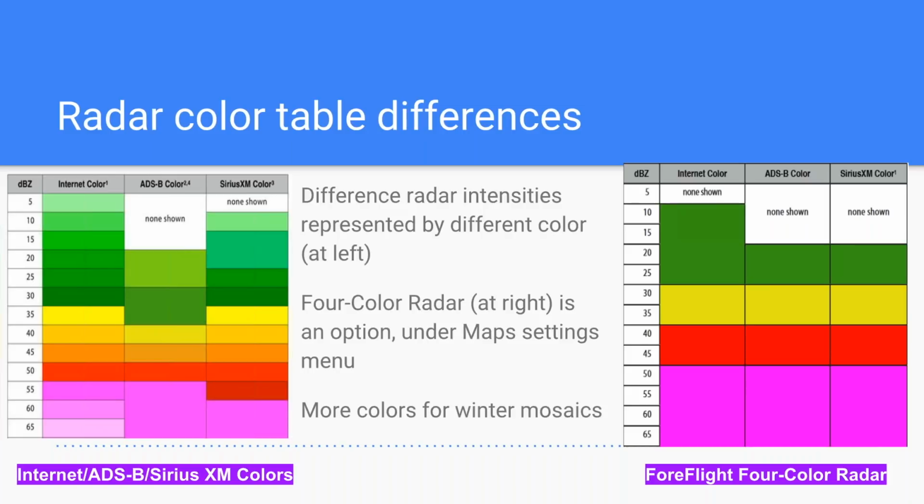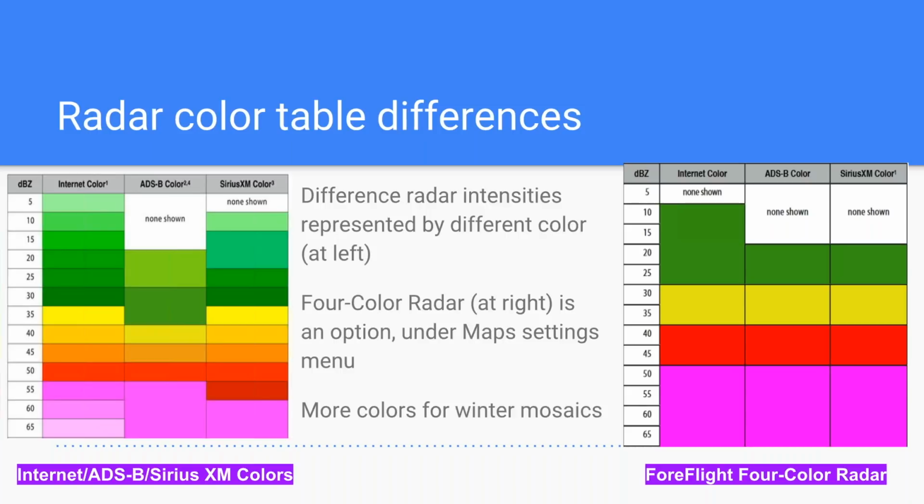So make sure that you understand what product you're looking at and the differences between radar intensities and what colors those mean. Now, more recently, you can, in apps like ForeFlight, get a 4-color radar. But if you compare the color table at the right to that of the left, you might find that intense storms, 50 dBz specifically or higher, tend to run a little hot or more intense than they perhaps actually are. But this is an option that you can find under the map settings if you're using ForeFlight.